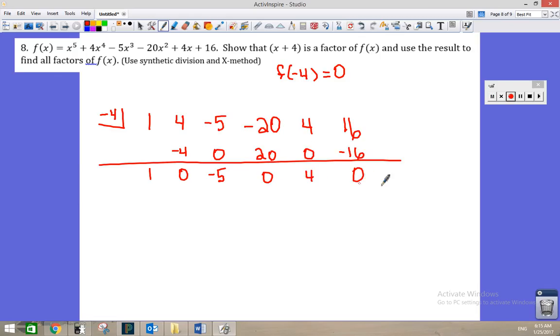So we're getting that 0 that we expected. F of x is, we've got our factor of x plus 4. And since this started out as a 5th degree, down here I know is a 4th degree. So I've got 1x to the 4th. I don't have any x cubes. I do have an x squared. I don't have any x's. And here's my constant term. So this is quadratic in form.